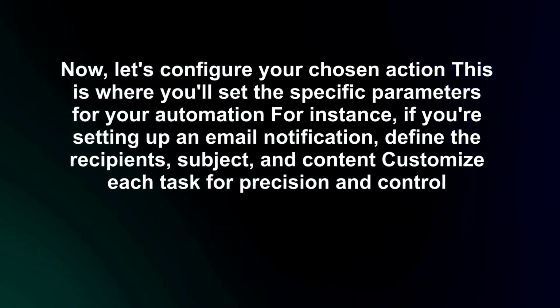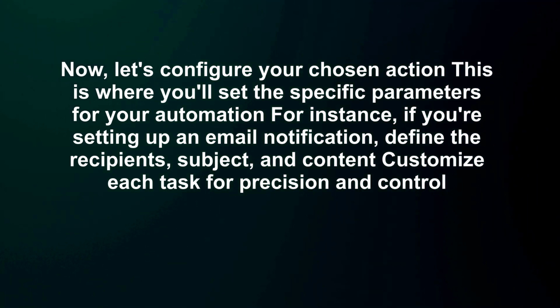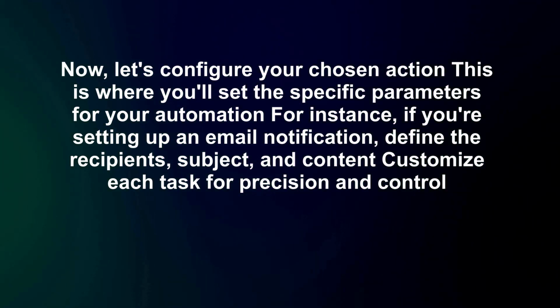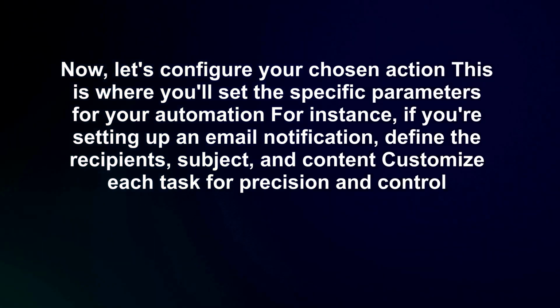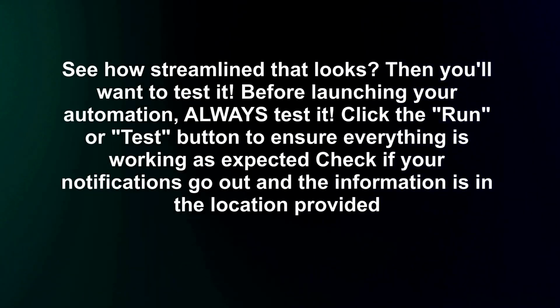Now, let's configure your chosen action. This is where you'll set the specific parameters for your automation. For instance, if you're setting up an email notification, define the recipients, subject, and content. Customize each task for precision and control. See how streamlined that looks?